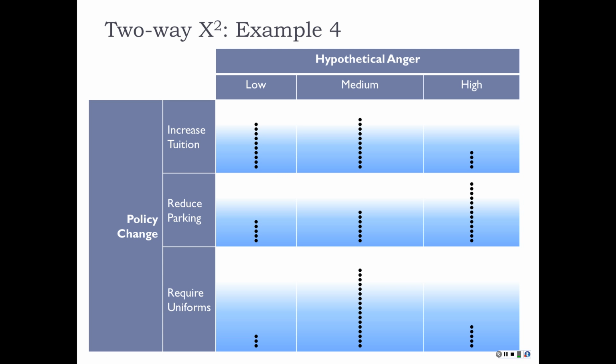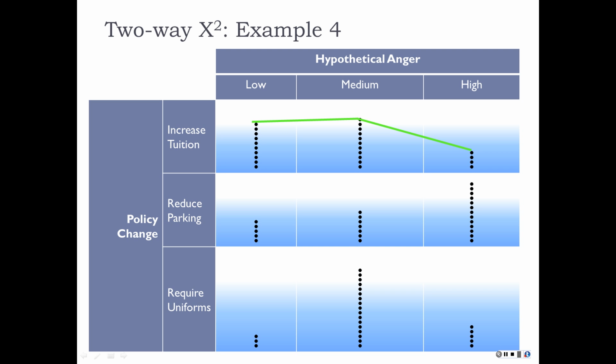But it actually makes a little more sense conceptually to say it the other way around. Does the pattern of students' anger in their responses depend on the particular policy change that's being suggested? And we can draw lines here. So we could draw a line to show us kind of like the tops of the dots for increasing tuition.